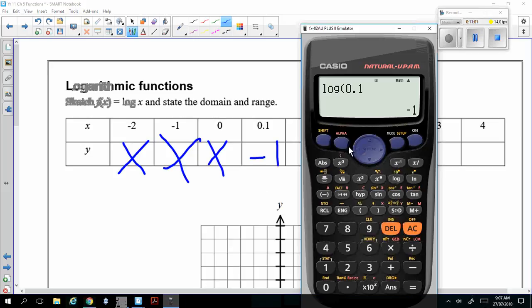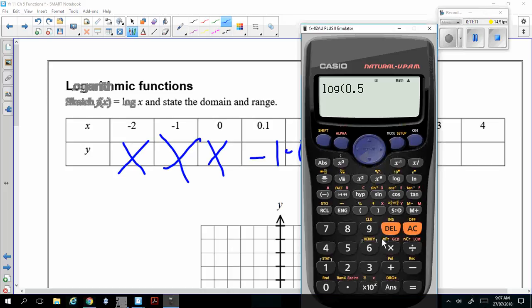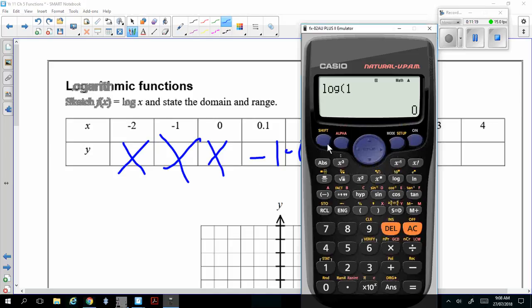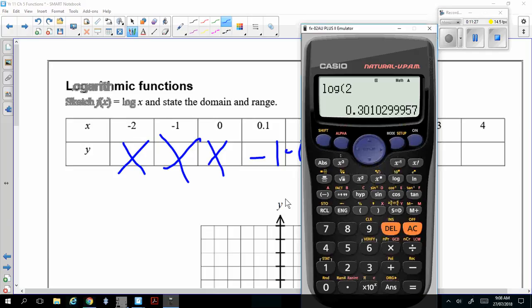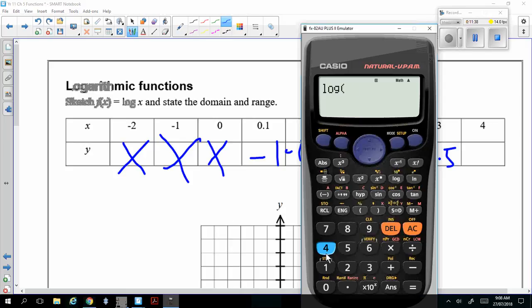0.5, -0.3. And then put 1 in. You get 0. And then put 2. 0.3. 3 gives 0.47. Yep, very good. Round to 1 decimal place, 0.5. And 4.6. Nice. Okay, let's plot these points on the graph, see what we get.